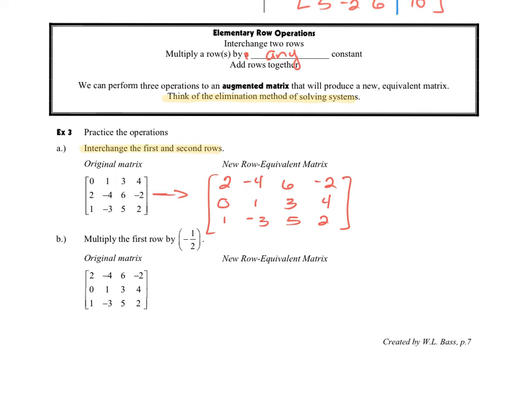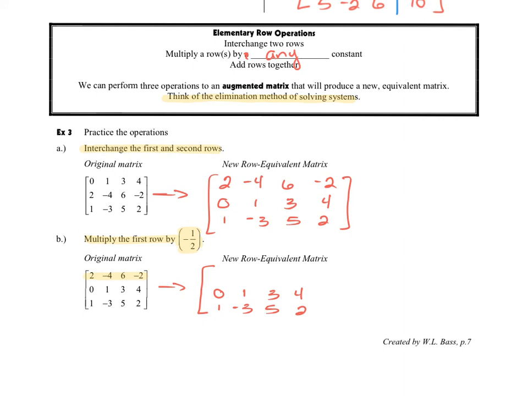Now, on the next step, I am going to multiply the first row by a -1/2. So I can take any row and multiply it by a constant if I want. So I'm going to take my new first row that I have here, and I'm going to multiply all those values by a -1/2. The rest of the matrix is going to stay exactly the same. So sometimes it's nice to actually just rewrite the parts that are going to stay the same first. So we know that we're still going to have the 0, the 1, the 3, and the 4, and we're still going to have the 1, the -3, the 5, and the 2.